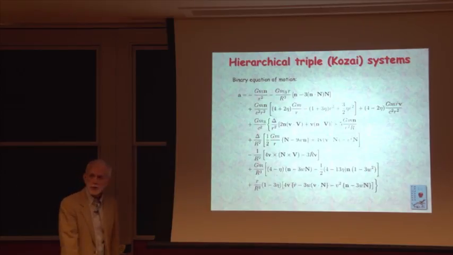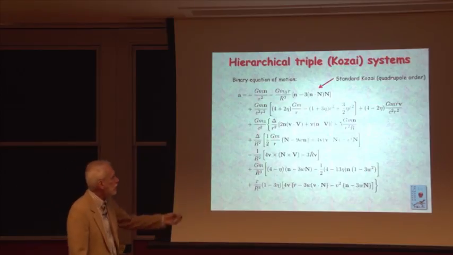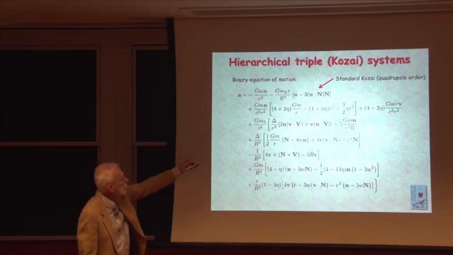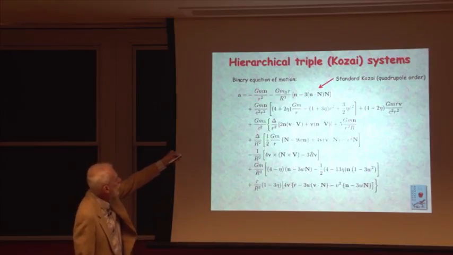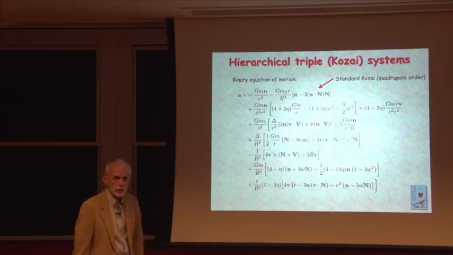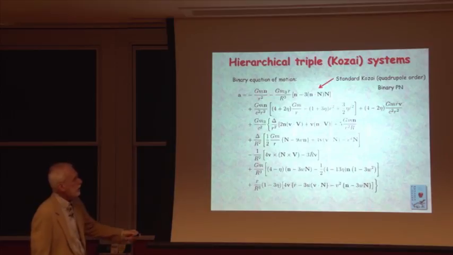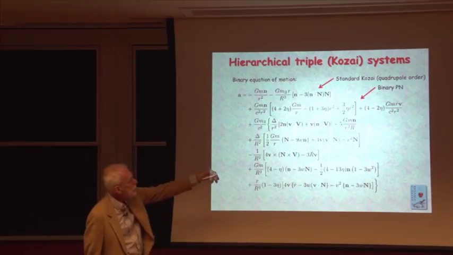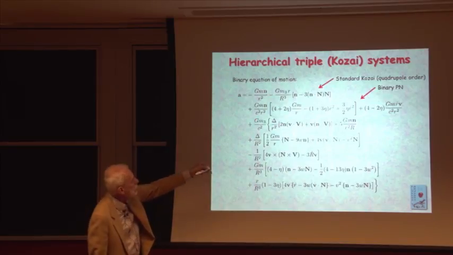You can write down these cross terms in an exactly similar way. The Newtonian standard Kozai equations are shown here, just expanded to quadrupole order in the external field, but you can go to higher order in principle. Here are the standard two-body post-Newtonian binary terms that are easy to include.